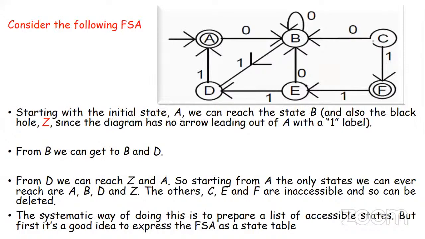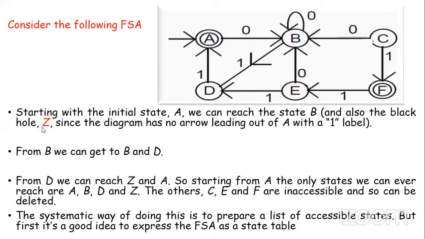So starting with the initial state A, we can reach the state B and also the black hole Z, since the diagram has no arrow leading out of A with a 1 label. Now look at the diagram. You see, this is the initial state. So you have 0 leading to B. Now look at the same A. Is there any label of 1 leading out of A, getting to another state? No.